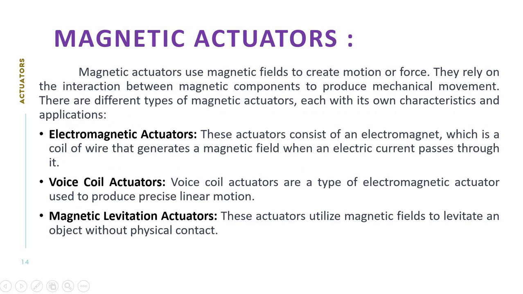These actuators consist of an electromagnet, which is a coil of wire that generates a magnetic field when an electric current passes through it. And the next is the voice coil actuator. It is a type of electromagnetic actuator used to produce precise and linear motion. And the third one is the magnetic levitation actuator. This utilizes a magnetic field to levitate an object without physical contact.